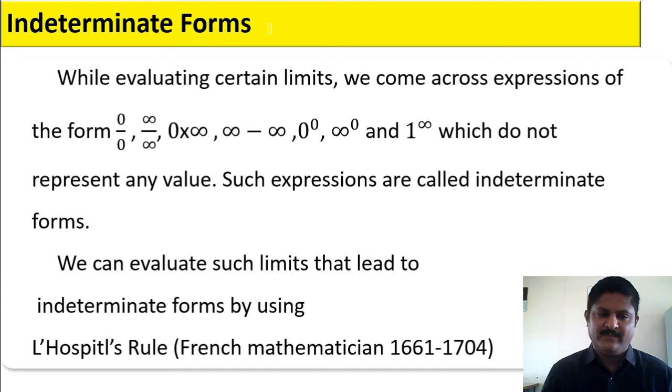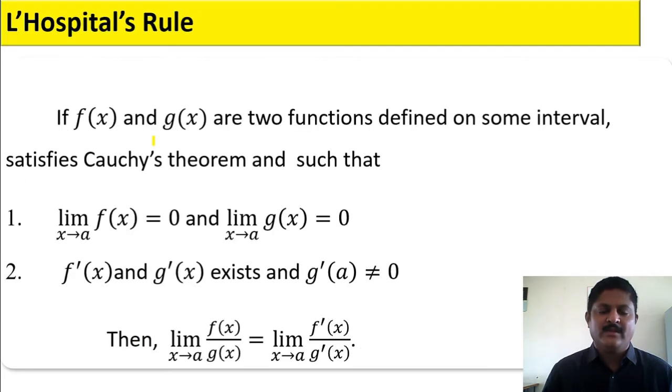The indeterminate forms. While evaluating certain limits, we come across expressions of the form 0 by 0, infinity by infinity, 0 into infinity, infinity minus infinity, 0 power 0 and 1 power infinity, which do not represent any value. Such expressions are called indeterminate forms. We can evaluate such limits that lead to indeterminate forms by using L'Hospital's rule. Now we are going to study what is L'Hospital's rule.